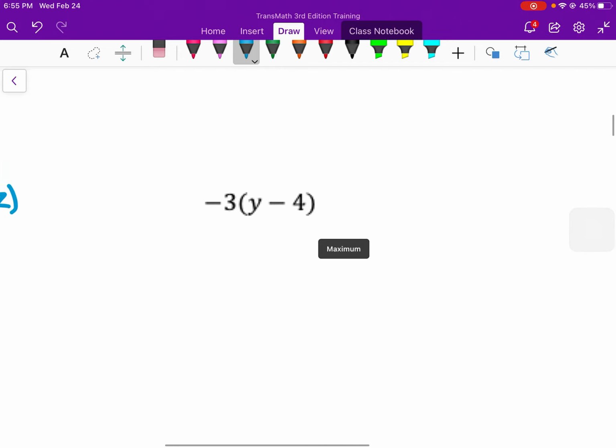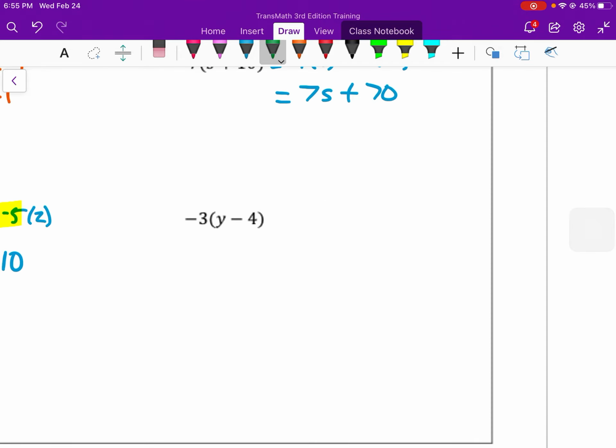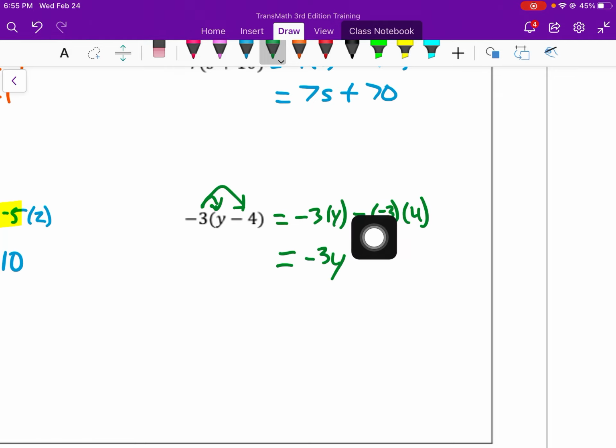So let's do one more where we distribute a negative. So negative 3 to both parts. So negative 3 times y minus, it'll be a negative 3 times 4. So we have negative 3y, and then now we have minus a negative. So when we have a minus, we add the opposite, so that becomes addition. Now we do 3 times 4, which is 12.